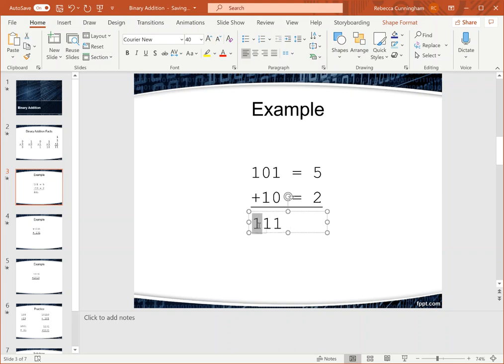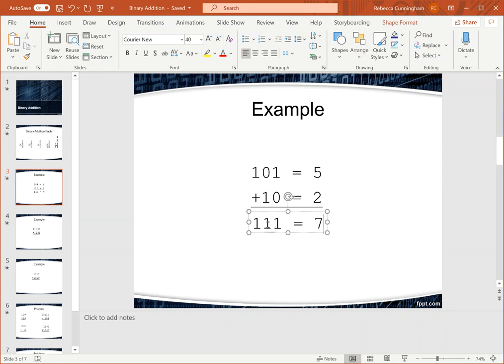So this is worth 4, this is worth 2, and this is worth 1. The last place is worth 1. So 4 plus 2 plus 1 is equal to 7. And I can see when I'm looking at this decimal form over here, which again is what our brains are familiar with, that I was adding 5 and 2 together and I got 7. But this is what's happening in the computer. This is much easier for our human brains to comprehend.